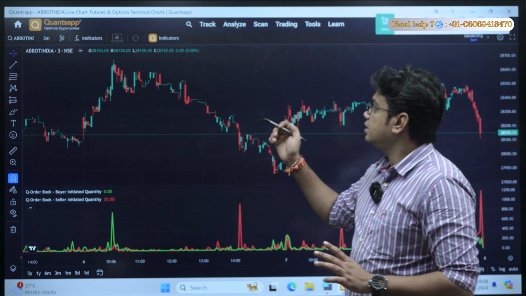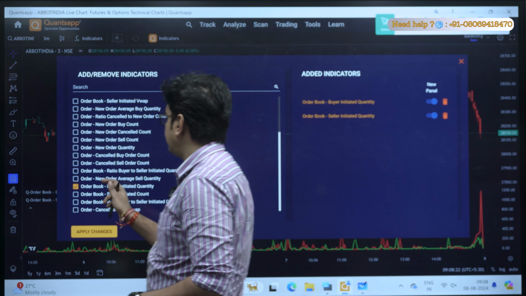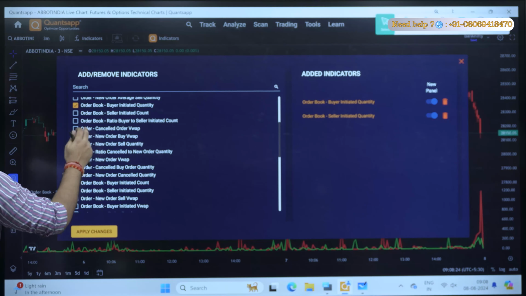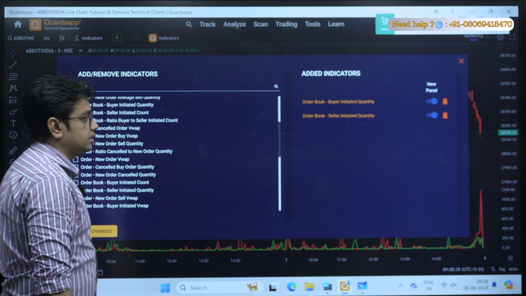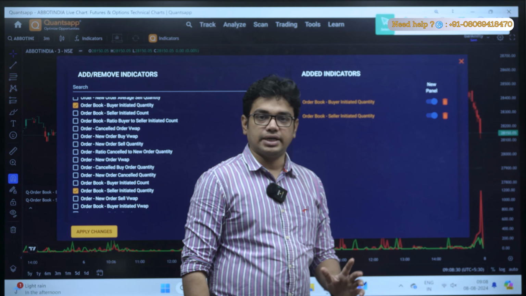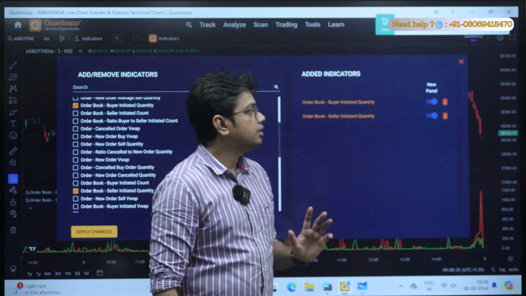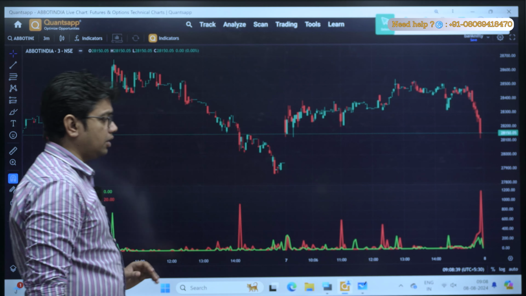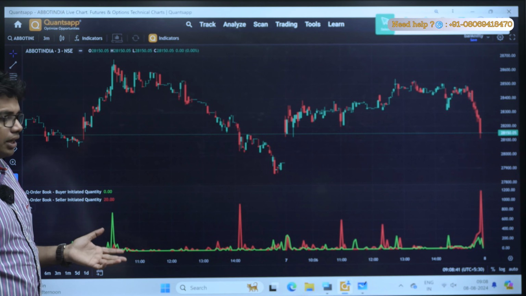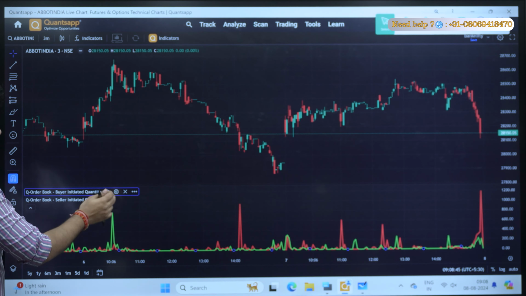You can go here. Go to indicator. Now here you will see both the indicators: order book buyer initiated quantity, order book seller initiated quantity. Now there are some settings. You can watch the videos in the video library to do the settings. There are some settings you need to consider, or I can show you the settings also. So let me show you the settings.